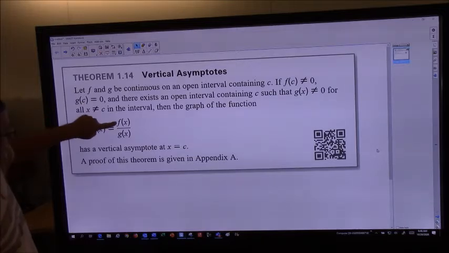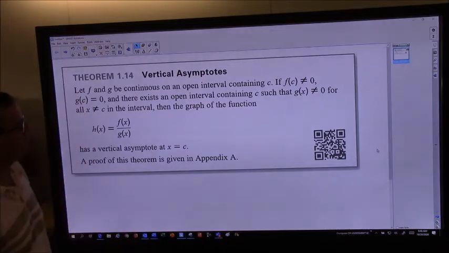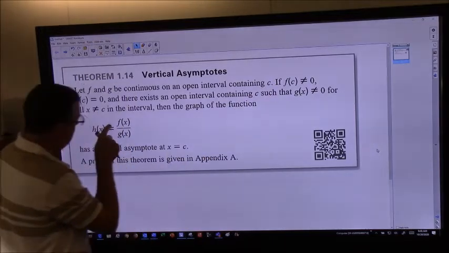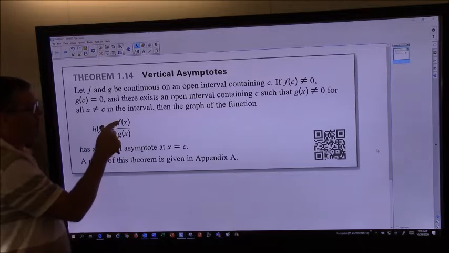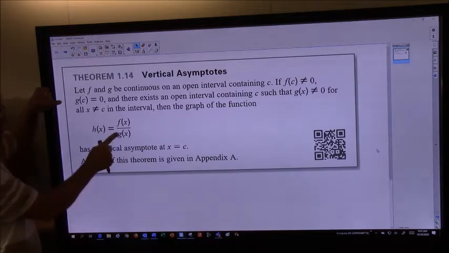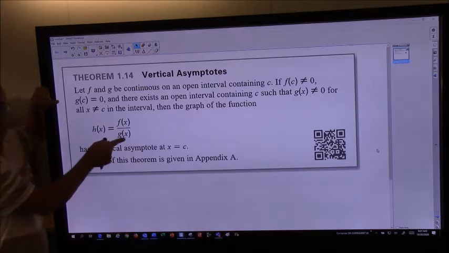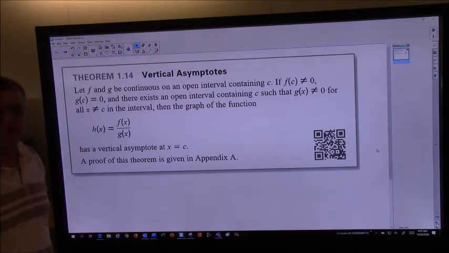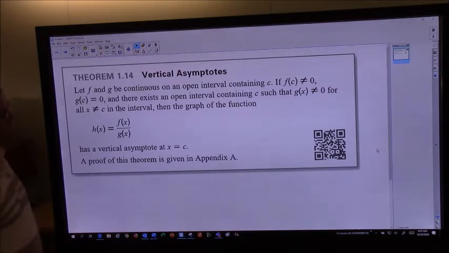So let this numerator and denominator be continuous functions on an open interval which happens to contain c. And if f of c does not equal 0, so f is the numerator, it means when we plug that number in, we're not going to get 0 here. And g of c does equal 0. So we do get 0 in the denominator. The reason we don't want to get 0 in both is that's when you have the same factor top and bottom and you get a hole in the graph. Okay? So we got to make sure the numerator does not equal 0, but the denominator does.